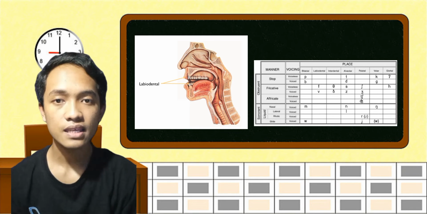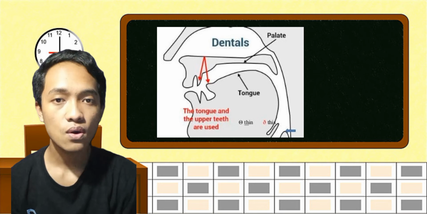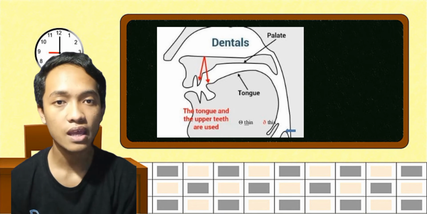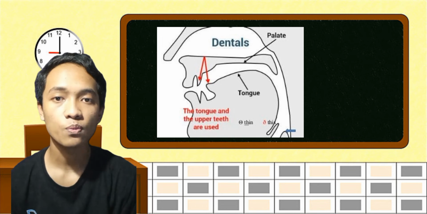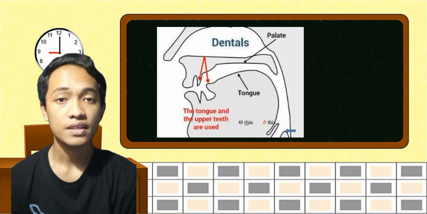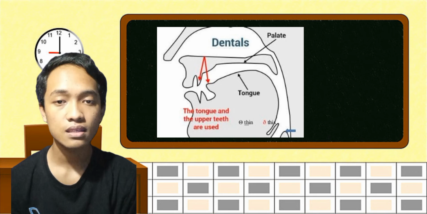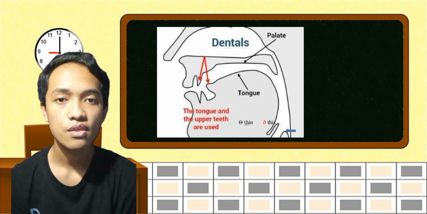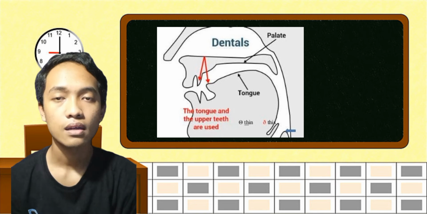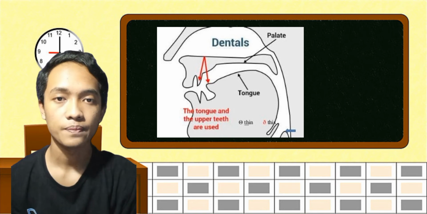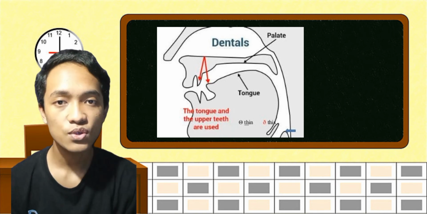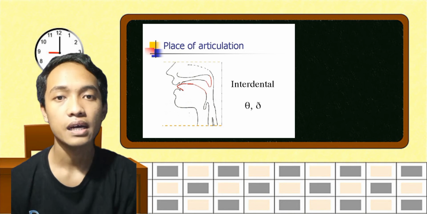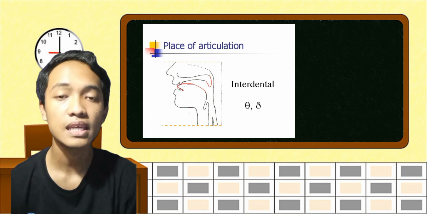The next place is dental. Dental sounds include the tongue tip, or active articulator, making contact with the upper teeth to form a constriction. Examples of dental sounds in English are the sounds in think, those, and then. If a sound is produced where the tongue is between the upper and lower teeth, it is attributed the term interdental.